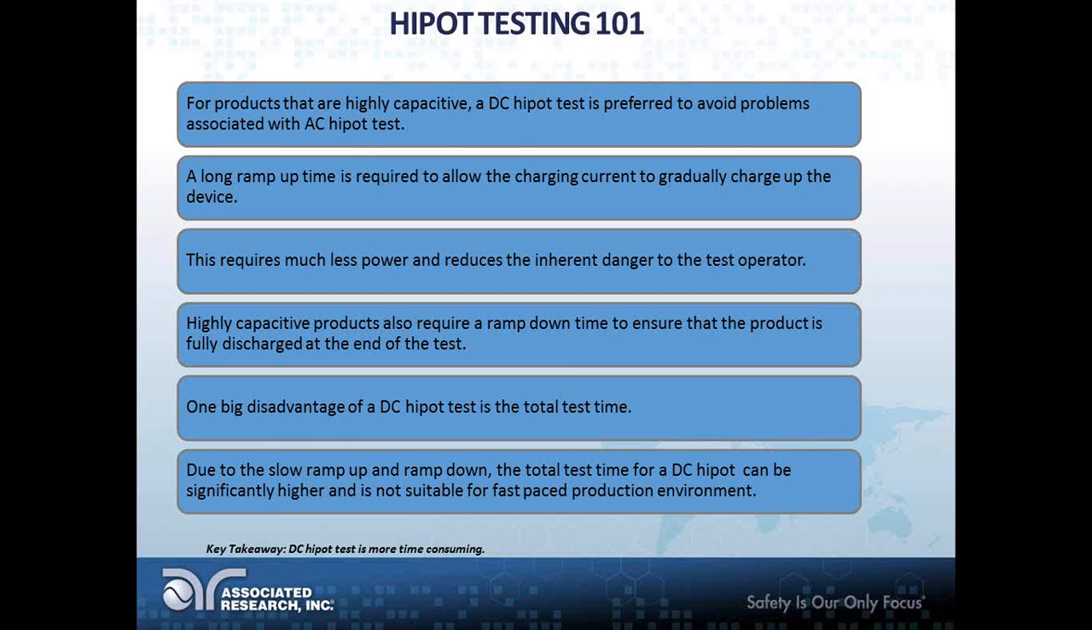Therefore, once the product is fully charged, we need to ensure at the end of the test, for user and operator safety, that the product is fully discharged. And that's why we have a function called the ramp downtime, which most Associated Research Hipot testers come with as a standard feature. It is more important to use this feature for a DC Hipot test, not so much for an AC Hipot test.